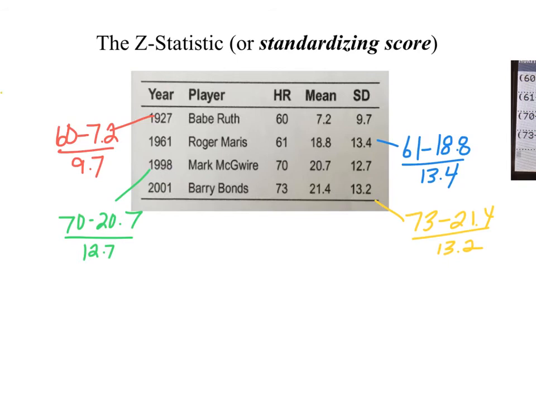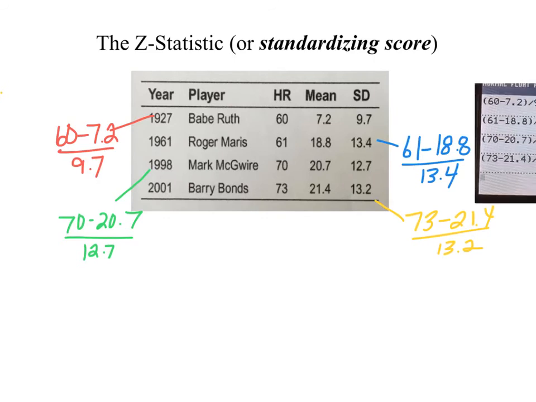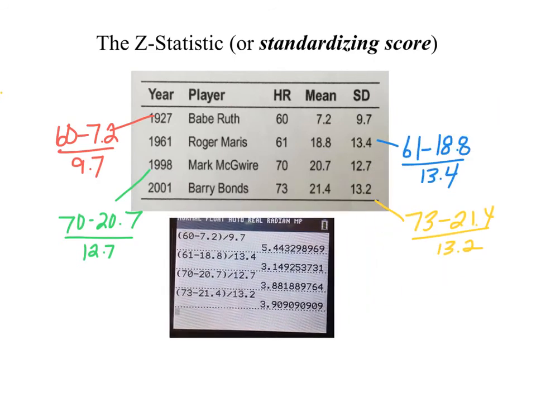And I actually did calculate these. Let me drag the calculations in right here. And you can see that Babe Ruth was over 5 deviations above his peers, whereas the rest of the players were between 3.1 and 3.9 deviations above. So relative to the time period, Babe Ruth was the best home run hitter, even though Barry Bonds had more home runs.